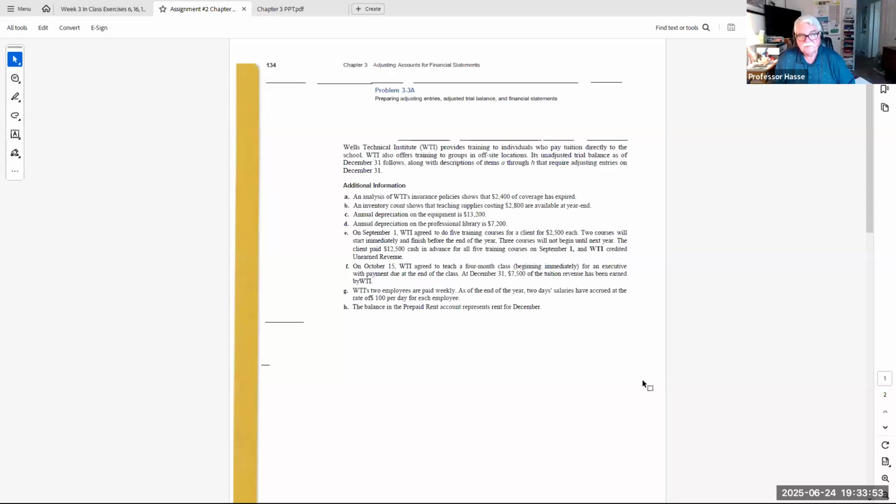I've taken assignment 2, not that I'm lazy, but because I thought this is an excellent problem to show the events of chapter 3 that we talked about tonight. This is a problem taken right out of your textbook. Problem 3-3A in your textbook. This is the work you're going to do for this week, due on Sunday. Here it is. Wells Technical Institute provides training to individuals who pay tuition directly to the school. Wells Technical Institute offers training to groups in offsite locations, and so on. Its unadjusted trial balance as of December 31st follows.